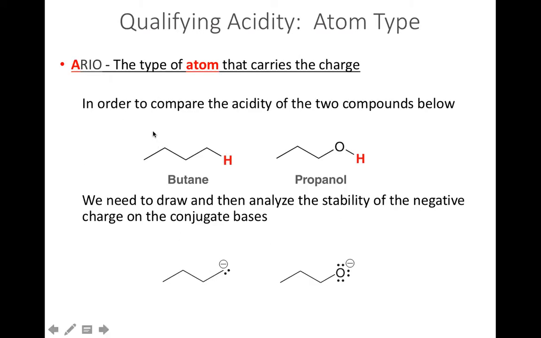The most important thing that we look at is what type of atom is going to end up with that charge and that lone pair. If I want to compare the acidity of butane and propanol, I want to look at the conjugate bases. What happens when I lose these H pluses? In both cases, I end up with a negative charge. In the case of butane, I end up with a lone pair on a carbon atom, and in the case of propanol, I end up with a lone pair on an oxygen atom.